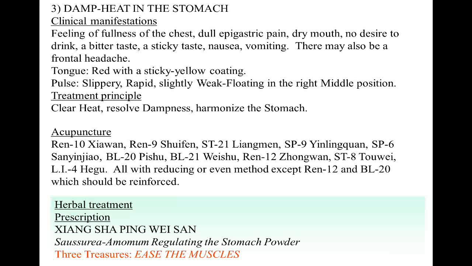And the Three Treasures remedy that is specific for damp heat in the stomach is Ease the Muscles. The name of the remedy is Ease the Muscles because it can also be used for muscle ache from dampness in people with chronic fatigue syndrome. But it is a variation of a remedy, Yin, for damp heat in the stomach.